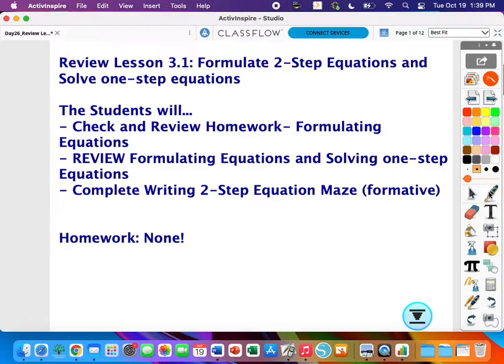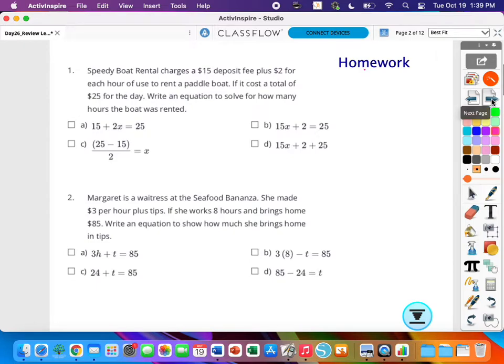it. Okay? We're going to first of all go over that homework, that quiz-ease assignment that you had. I have all the problems in your notes so that you can review with me. And then we're going to review a couple problems, and then I'm going to give you a graded assignment. So number one, Speedy Boat Rental charges a $15 deposit fee plus $2 for each hour of use to rent a paddle boat. If it costs a total of $25 for the day, write an equation to solve for how many hours the boat was running.